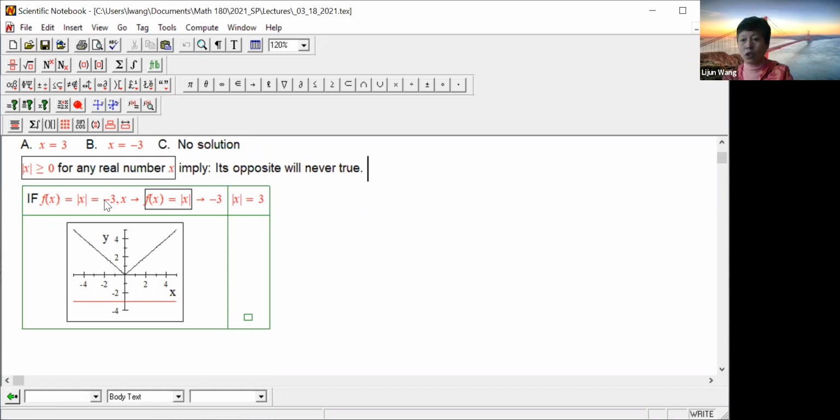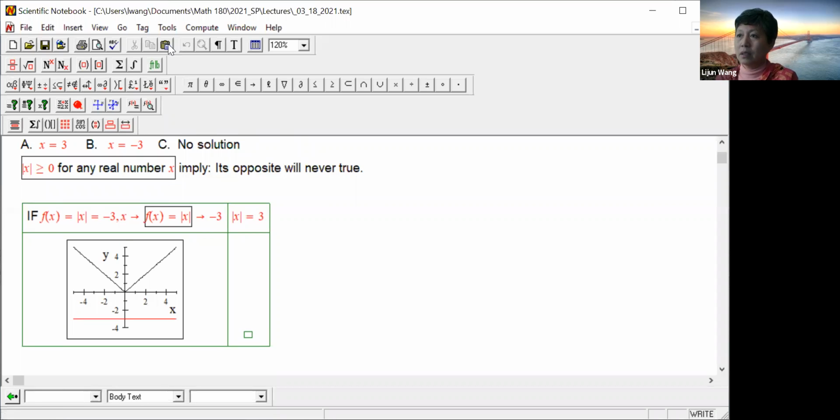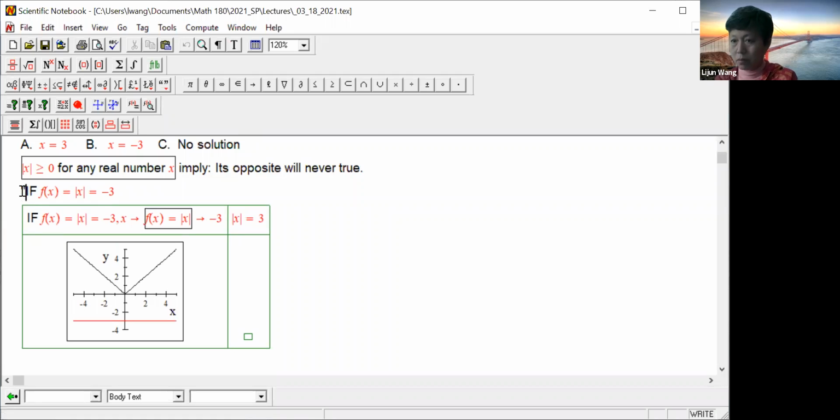All right? So is this statement, this if statement: if the output is -3, all the possible outputs will be greater than or equal to 0. So if the output equals -3, it's never going to happen. Does that make sense? Therefore, you have no input for it, no solution. Does everybody follow me?